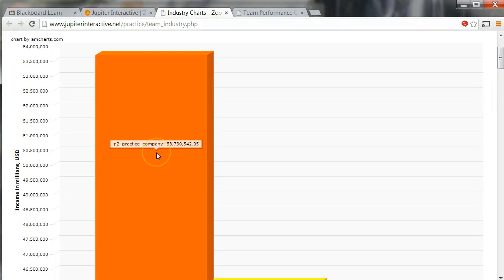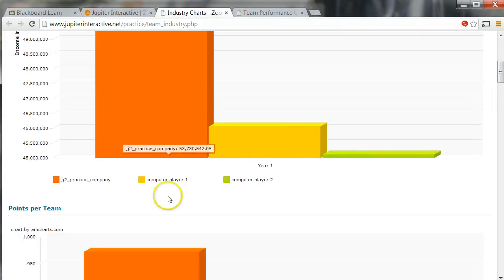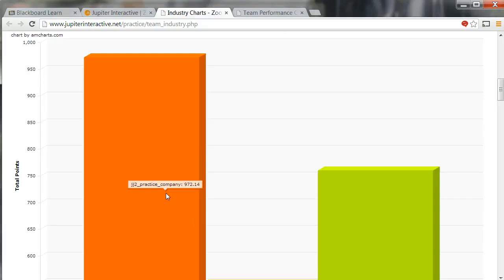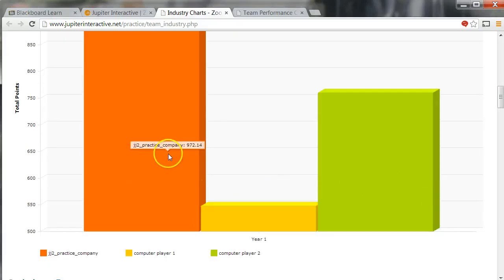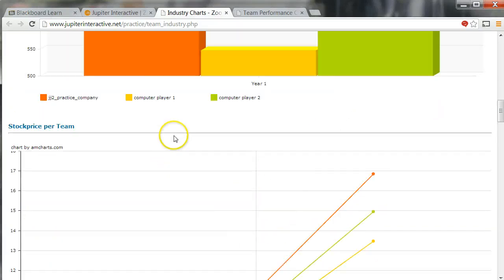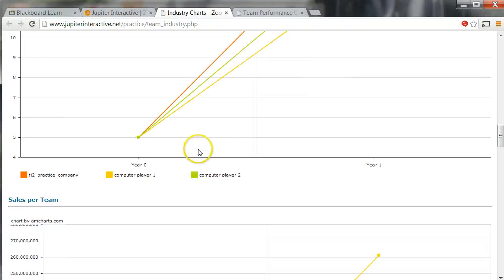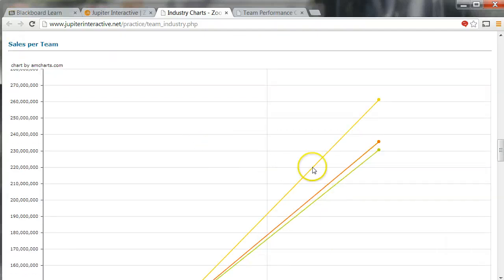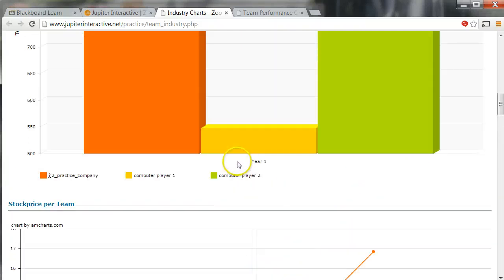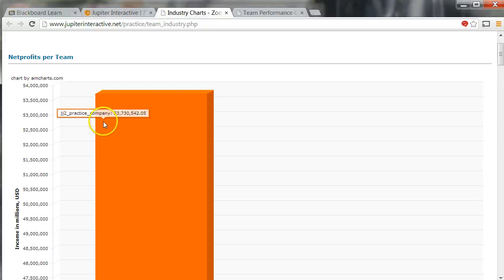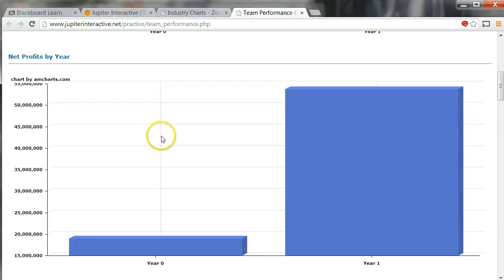We'll see that my net profits were really high compared to the computer players, and my points were very high. I'm orange here, and here my stock price, I'm on top. Sales price, actually this computer player did better in sales than me. So let me go back to my performance.